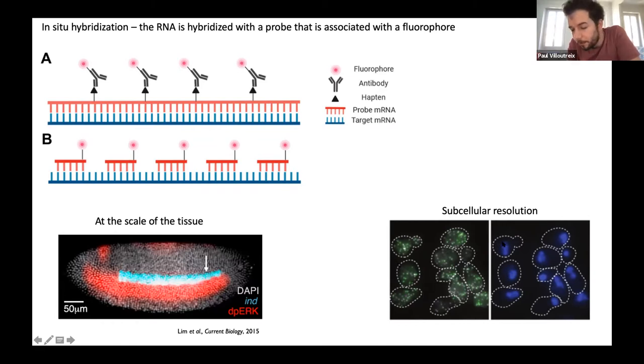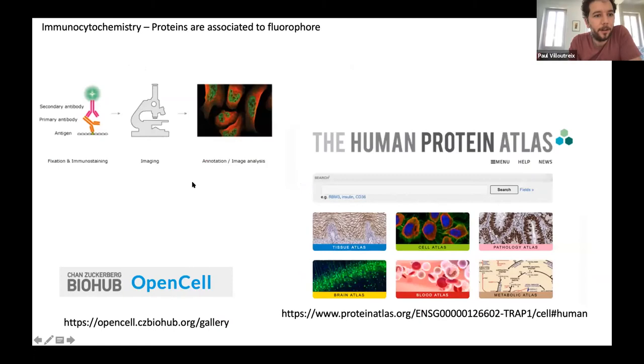I guess on the right you have the chromosome, and on the left some protein of interest, RNA of interest. And here you can also do it at the scale of tissue. So here it's a mix of staining the IND, which is an RNA transcript, and staining DPERK, which is directly protein. Okay. So now those techniques are very much available.